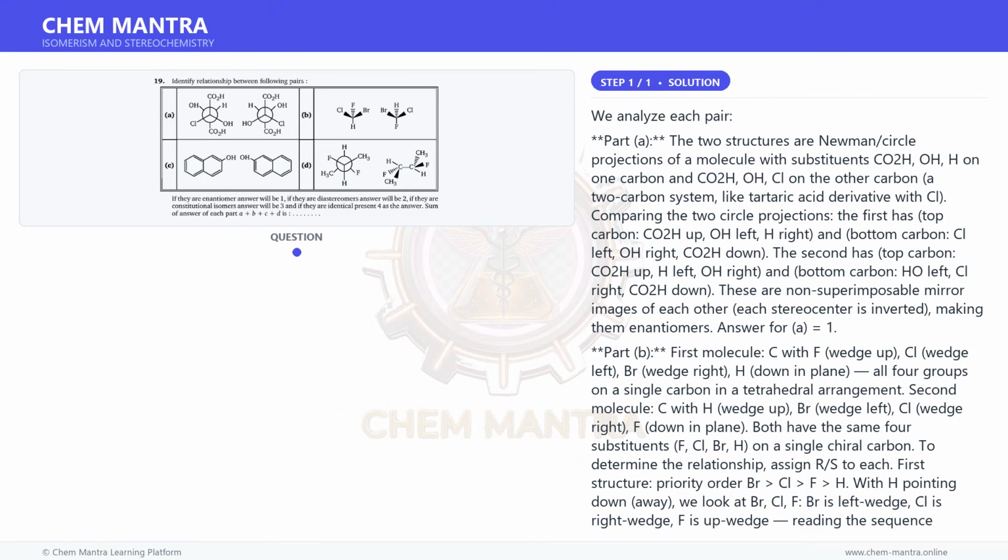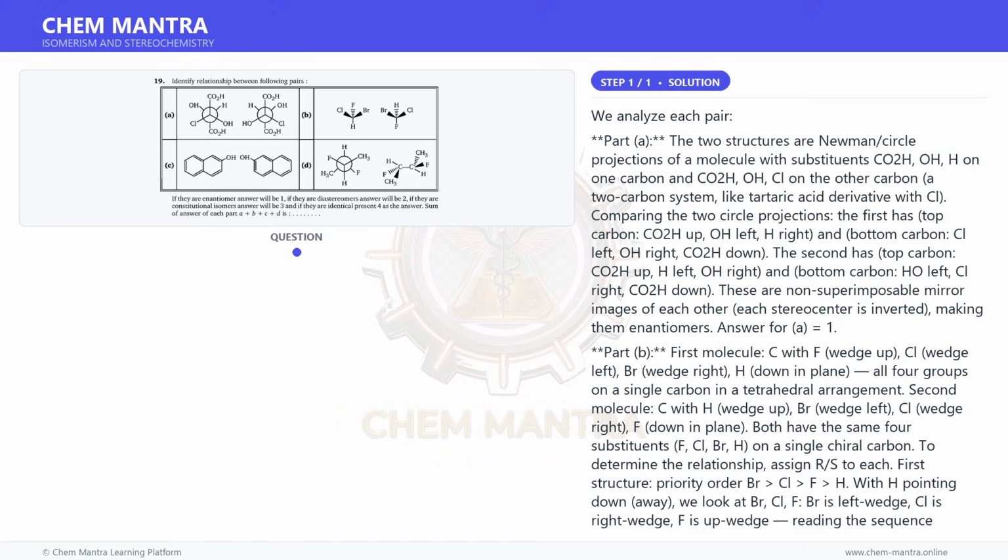Comparing configurations, the Newman projection, anti-conformation, has specific R/S assignments. The wedge-dash structure must be compared carefully. These two structures represent diastereomers of 2,3-difluorobutane, one is meso or one R versus S. Answer for D is equal to 2.